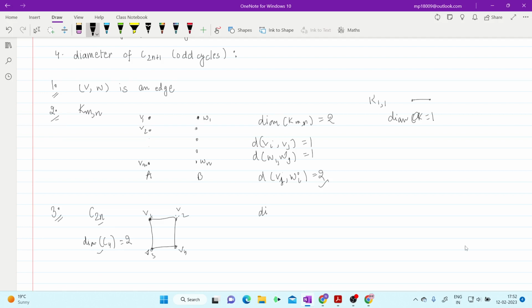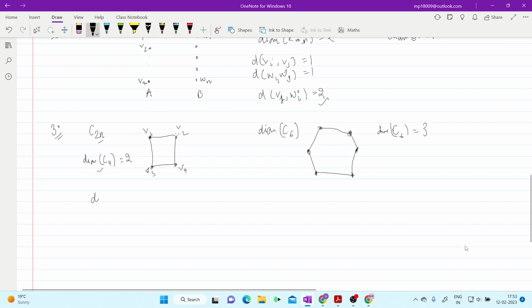Now if we look at the diameter of C6, what will be the diameter of C6? 3, ma'am. Yes, 3. So can we generalize it? What will be the diameter of C2n?